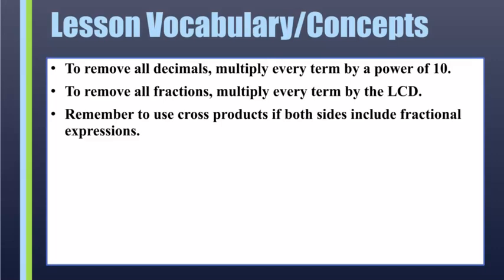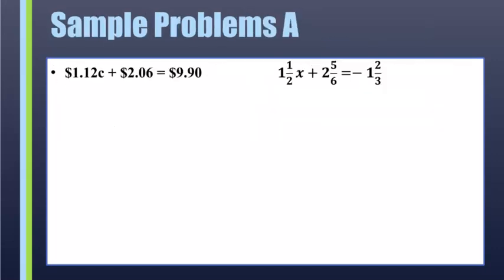Now, if you have fractions, to remove all fractions, you multiply every term by the least common denominator, or the least common multiple. Remember to use cross products if both sides include fractional expressions. So let's take a look at an example.